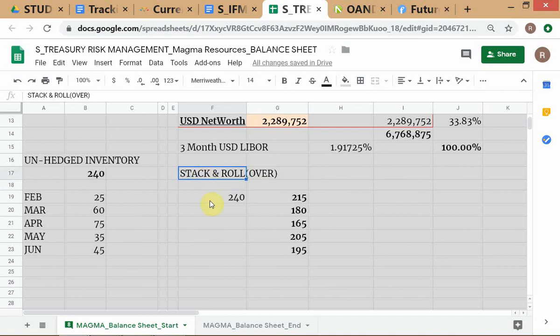The way it works is, you have a total exposure of 240. Ideally you're not able to sell against the particular months, because your contract volume is high only in the near month. So what you do is you stack the total exposure. This is the stacking part of it. Now what will you do? Now we're going to roll over at each point of time only to the next month.